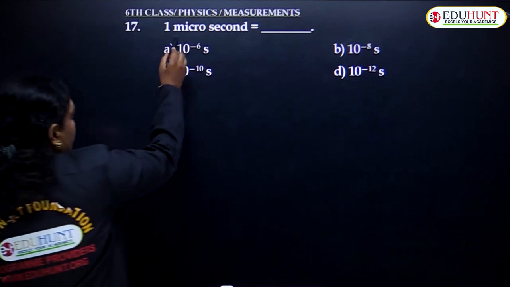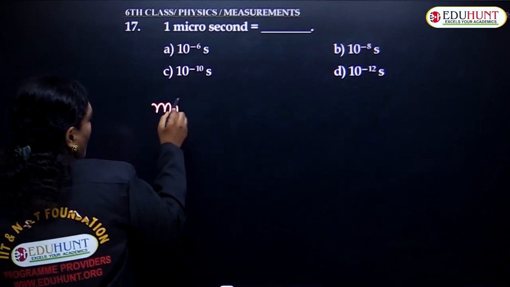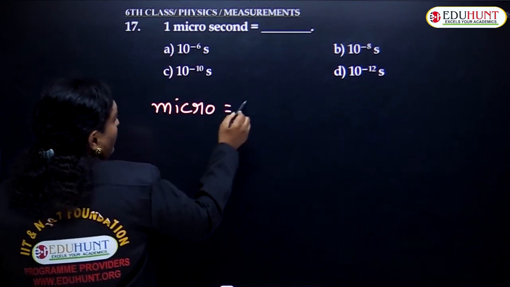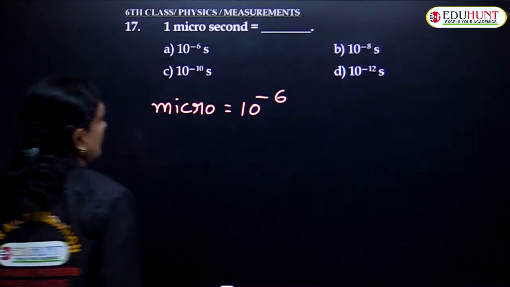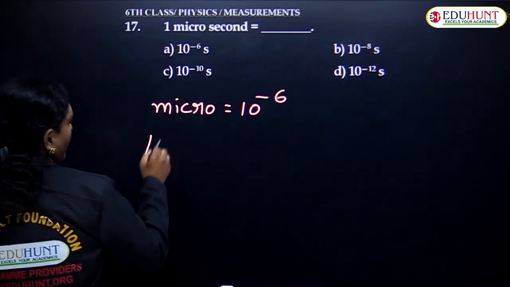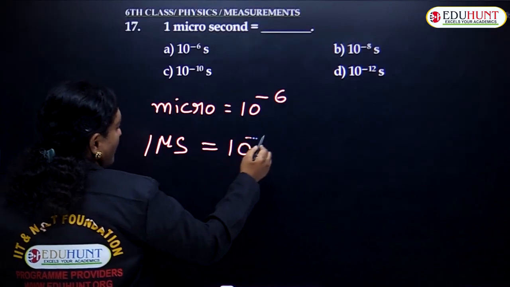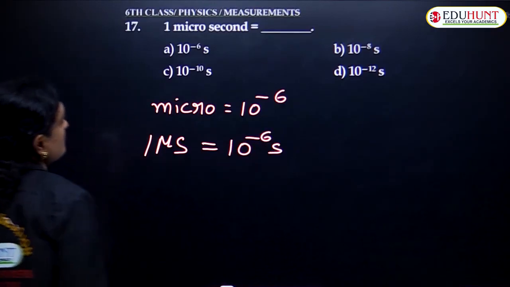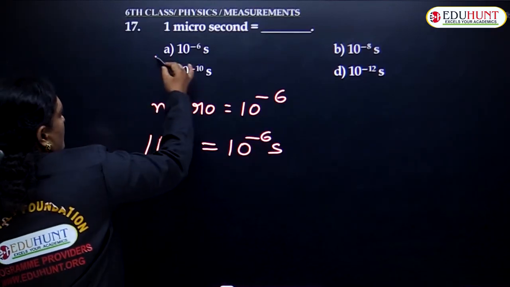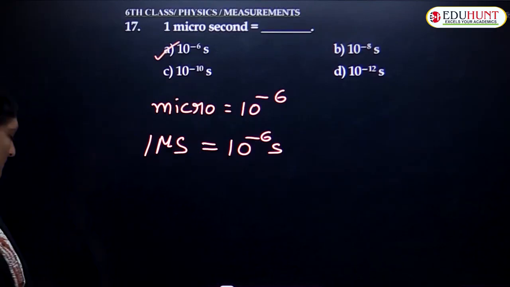Next, 1 microsecond. The name itself indicates micro. Children, micro means how much? It is 10 power minus 6. So 1 microsecond, symbolically written like this, is equal to 10 power minus 6 seconds. And hence, the correct option is option A.